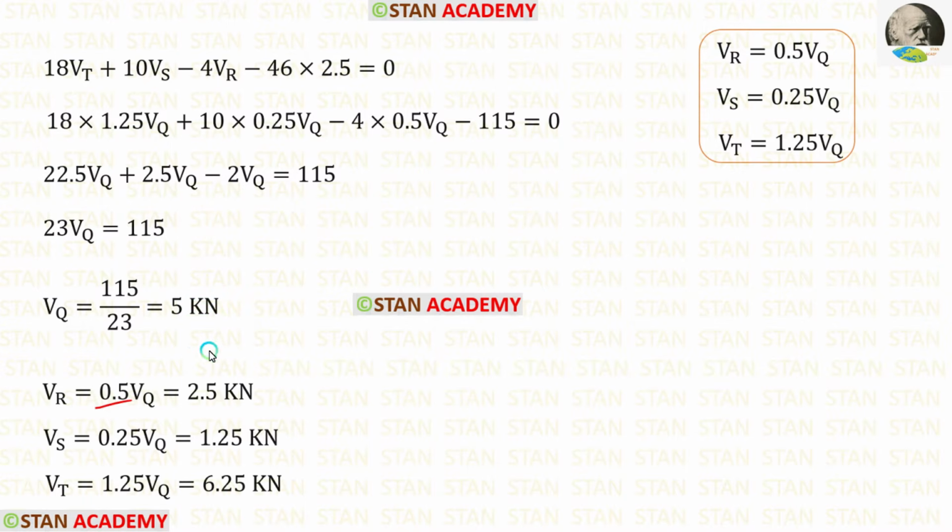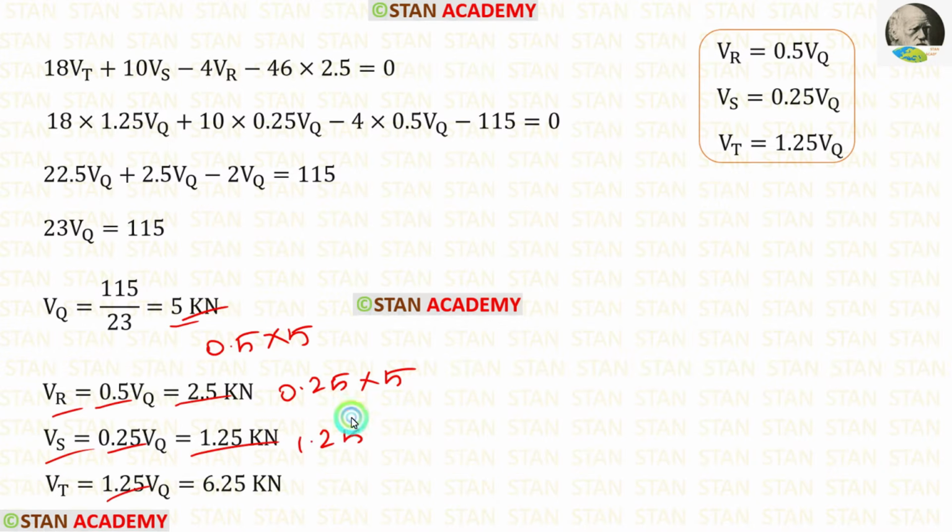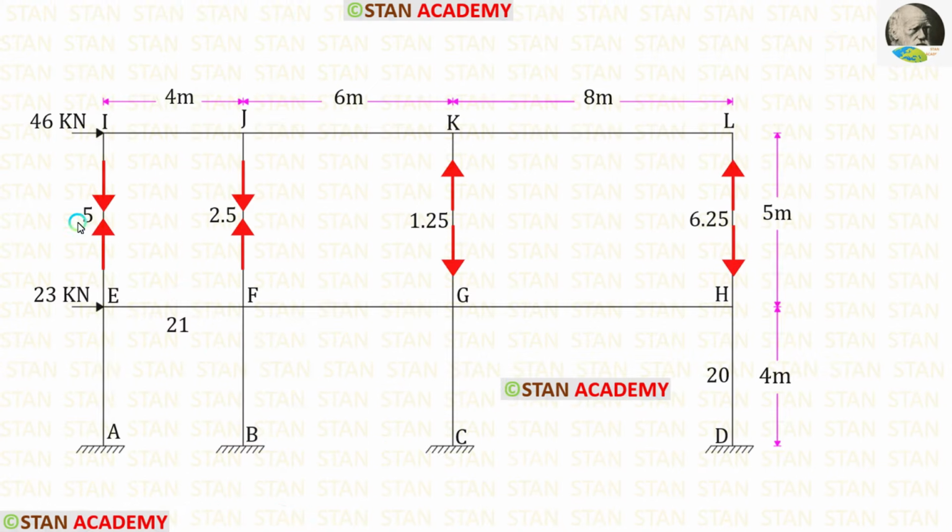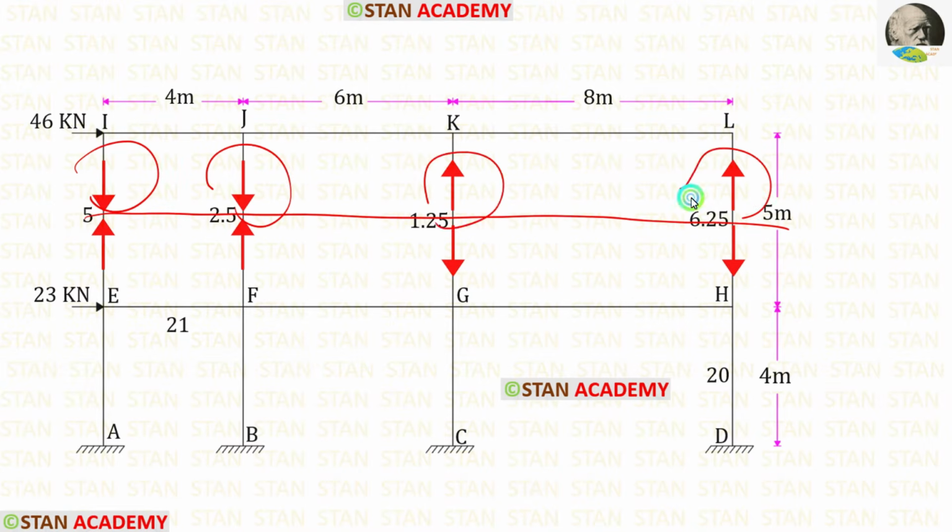When we multiply 0.5 with 5, we will get Vr. When we multiply 0.25 with 5, we will get Vs. And finally, when we multiply 1.25 with 5, we will get Vt. We have calculated the axial forces just above the center of the columns. Below the center of the columns, they will be acting in the opposite direction.